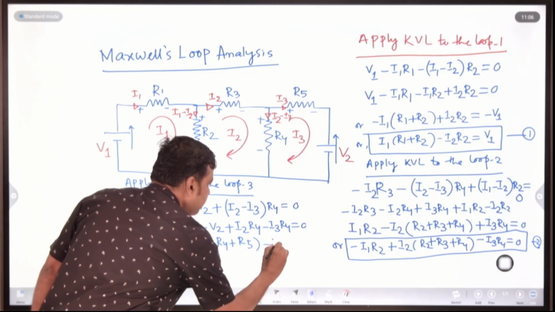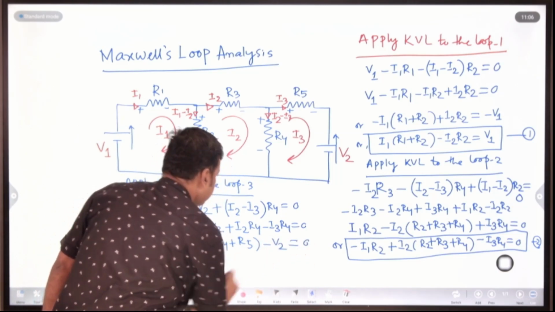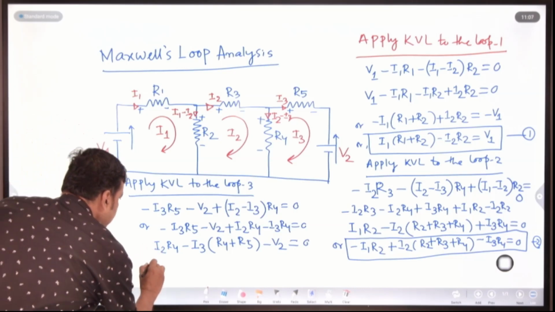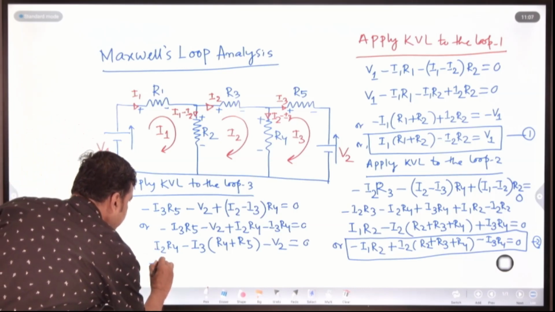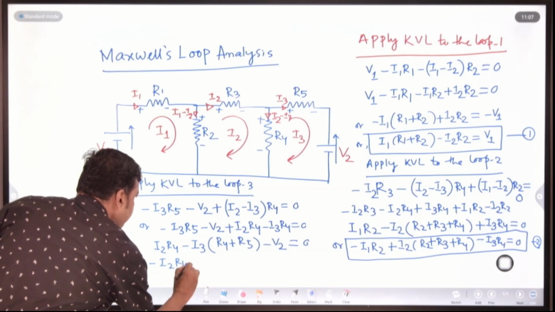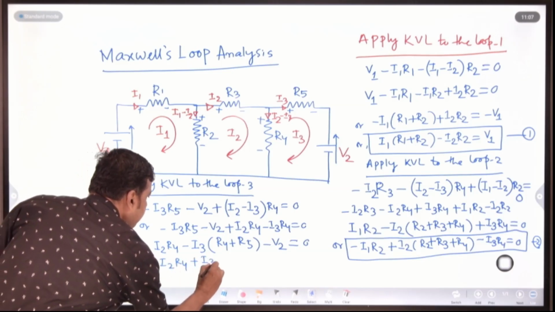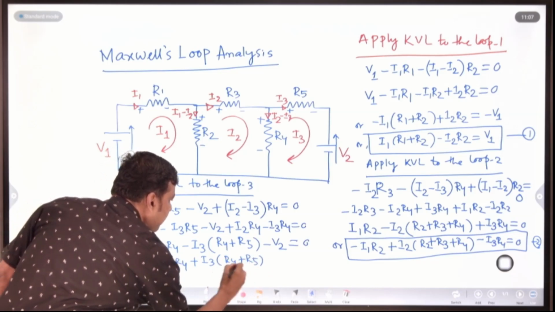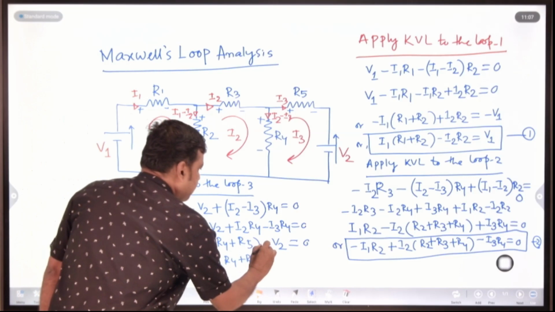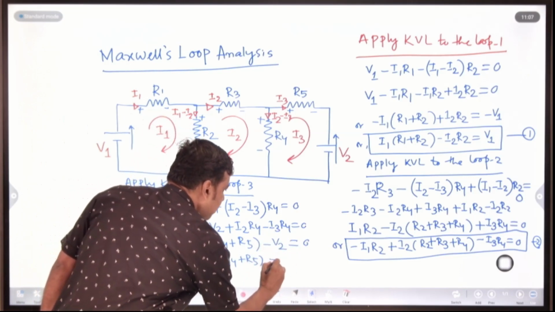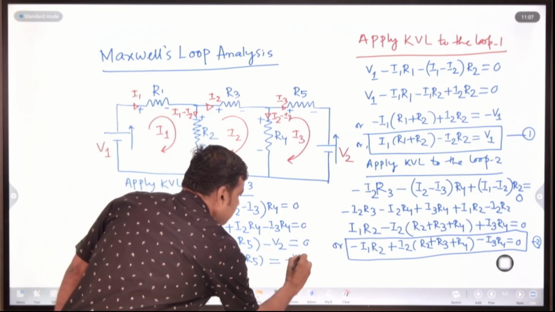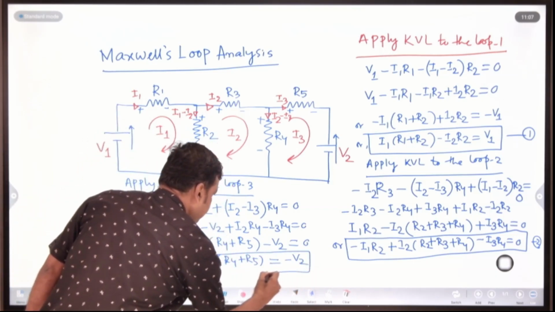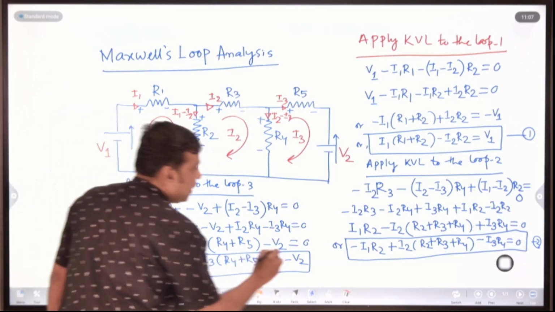Then minus V2 equal to 0. If we multiply the minus term, that will be how much? The first term is minus I2 R4 plus I3 whole into R4 plus R5, plus V2 equal to the right hand side, that is your minus V2. This is your expression 3, equation 3.